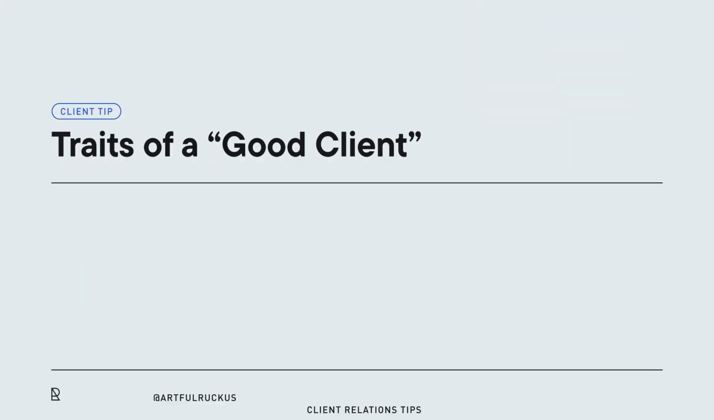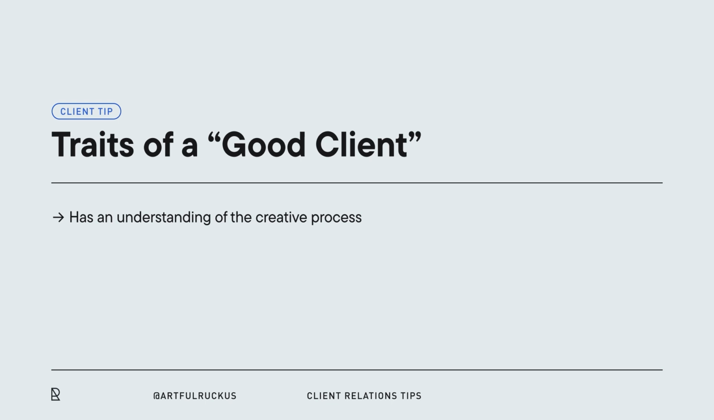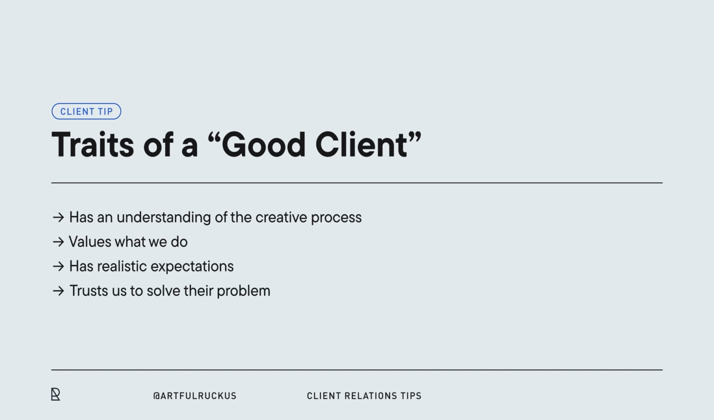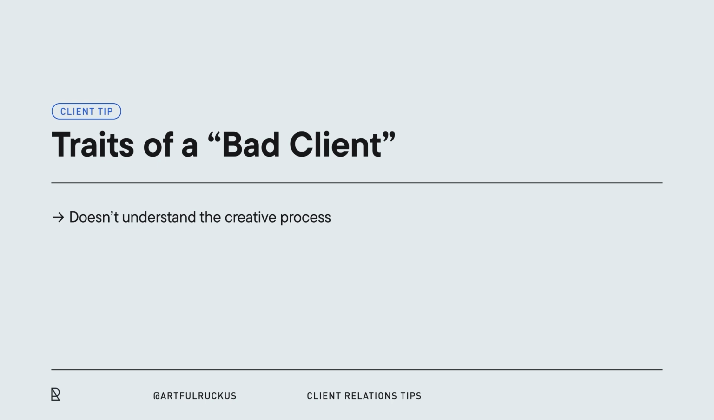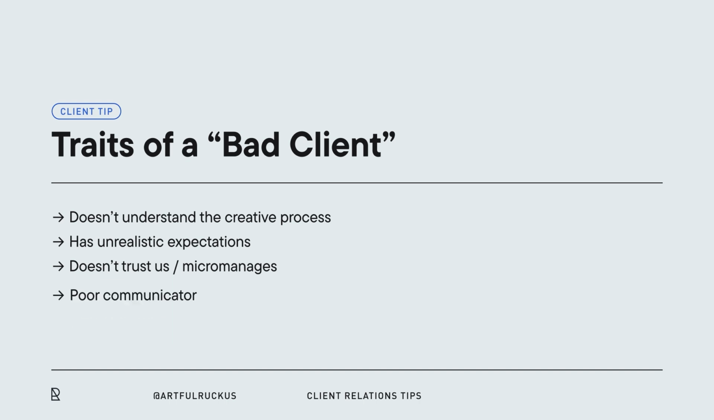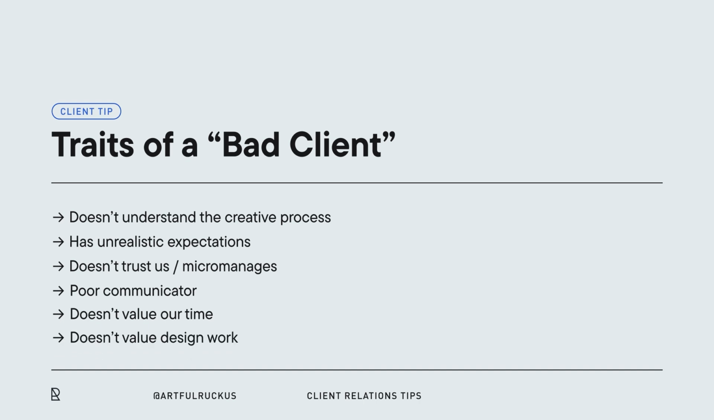In my mind, the definition of a good client is simple. A good client is someone that has a base level understanding of the creative process, values what we do as designers, has realistic expectations, and trusts us to do great work and solve their problem. On the other hand, I would define a bad client as someone that doesn't understand the creative process, has unrealistic expectations, doesn't trust us and micromanages the project, doesn't properly communicate what they want, asks for never-ending revisions, and doesn't view design as valuable. Did I miss anything?